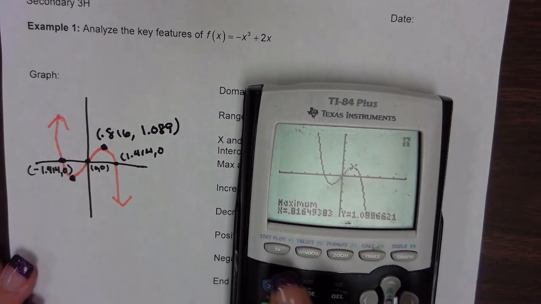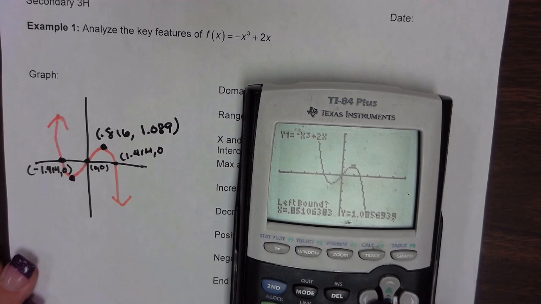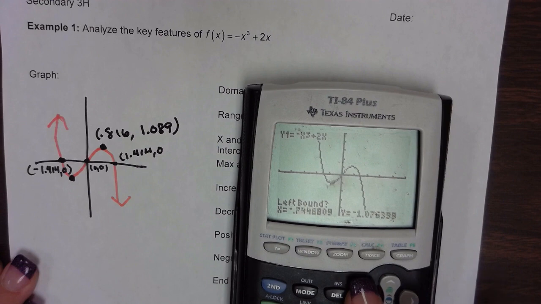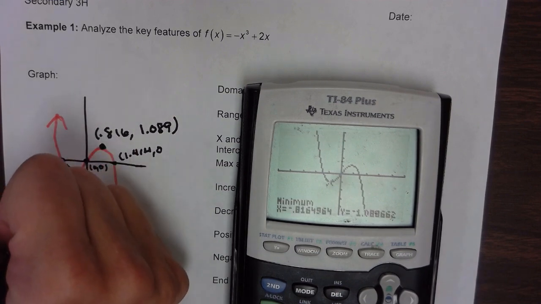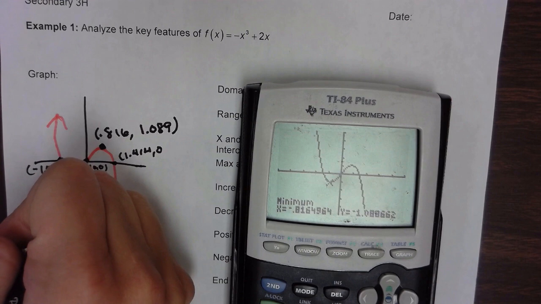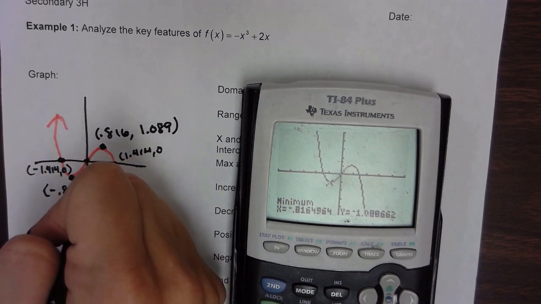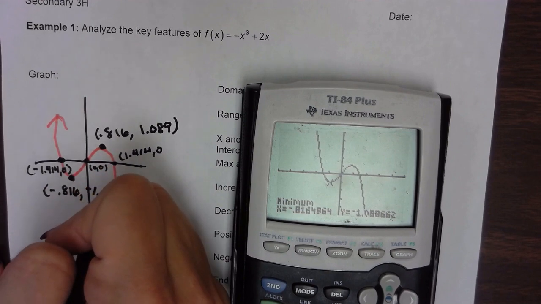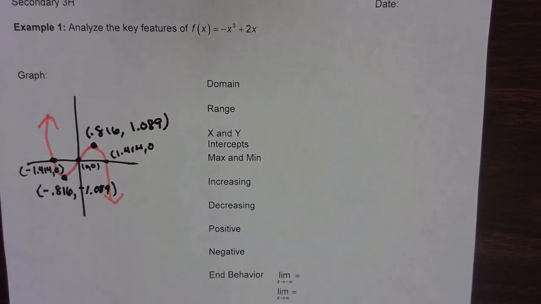I'm going to do the same thing again, but with our min. So let me get down to that. It wants to be on the left side of that min. Enter. Right side of that min, and then I get negative 0.816, comma negative 1.089. All right. I think I got most of these points.